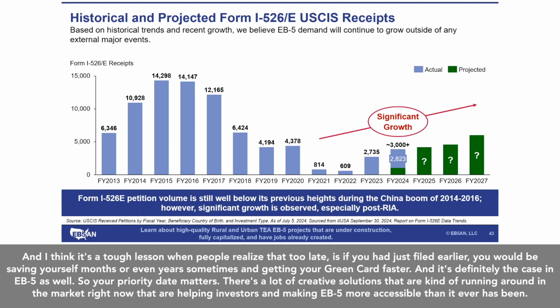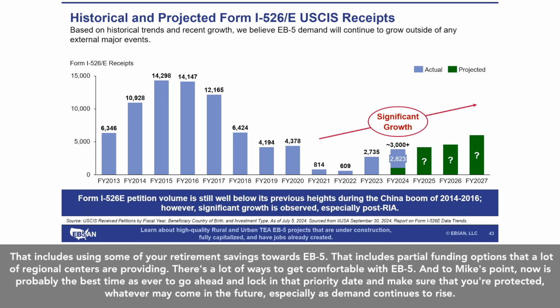There's a lot of creative solutions that are running around in the market right now that are helping investors and making EB5 more accessible than it ever has been. That includes using some of your retirement savings towards EB5. That includes partial funding options that a lot of regional centers are providing. There's a lot of ways to get comfortable with EB5, and to Mike's point, now is probably the best time as ever to go ahead and lock in that priority date and make sure that you're protected, whatever may come in the future, especially as demand continues to rise.